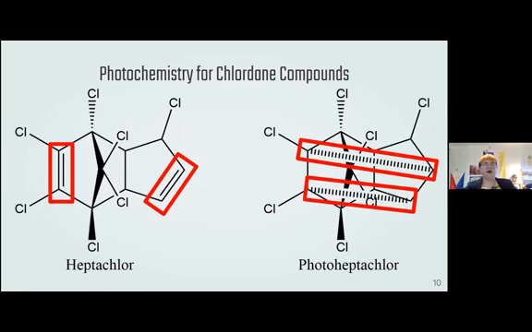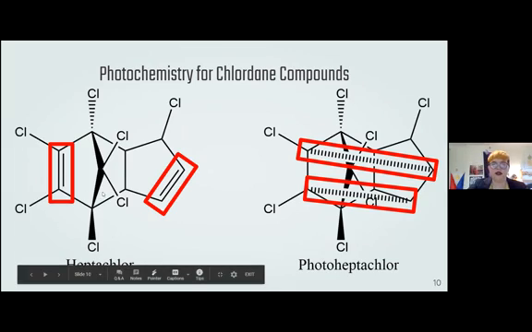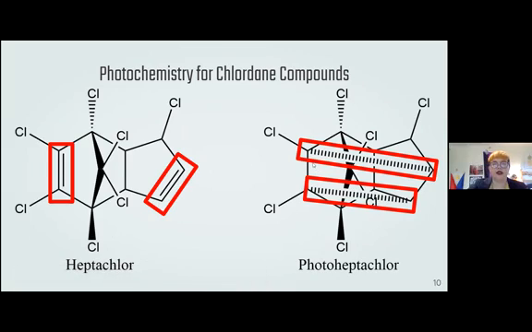I want to note photoheptachlor in this one is a little different because you have 2 double bonds on either side. So both double bonds break and form bonds across the back of the compound. Again, it's kind of boxy and it folds back in on itself, and it's again sterically hindered.